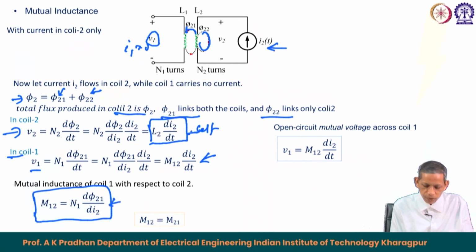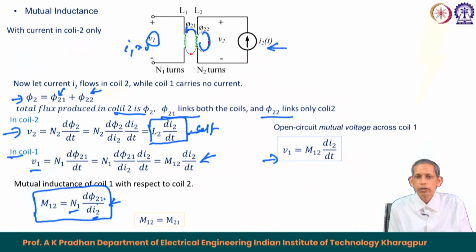So, here, wherever you are observing the induced EMF, corresponding to that number of turns, the linked flux to both the coils, and the source of the current, that is the first coil. Therefore, the voltage V1 developed in the second one, we call the open circuit mutual voltage, happens to be M12 dI2 by dt.